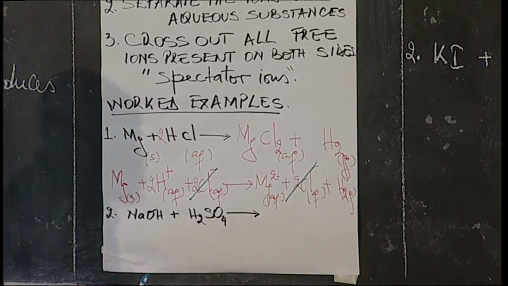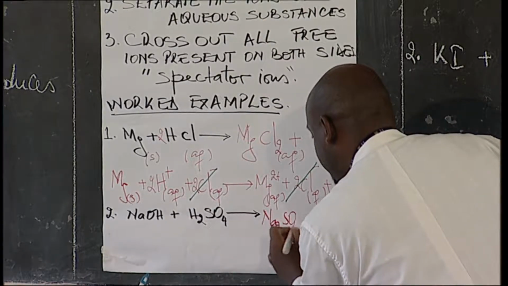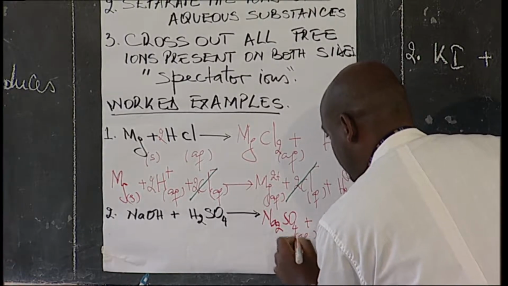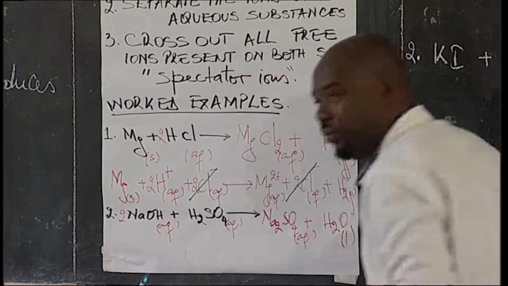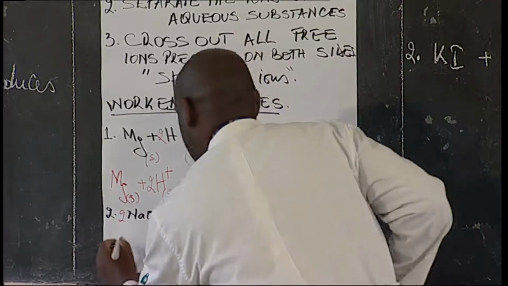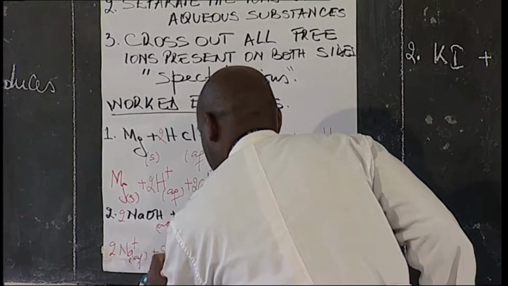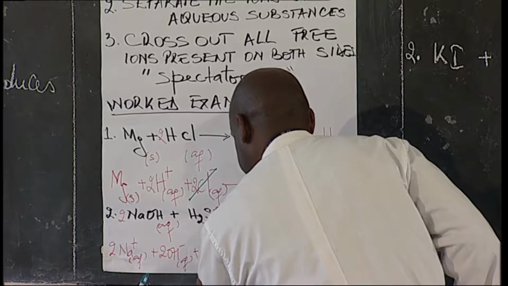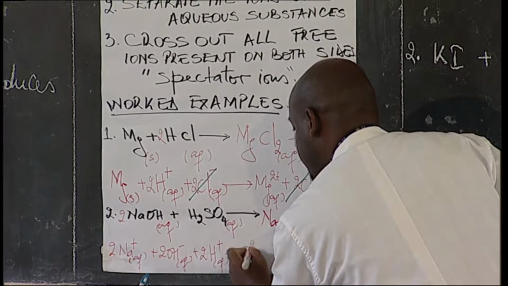Let us have a look at the second equation. Here we have sodium hydroxide and sulfuric acid, producing sodium sulfate and water. Water is in the liquid state, the others are aqueous, and we balance. We separate the ions. Here we have 2 sodium aqueous plus 2 OH negative aqueous plus 2H positive. All the substances we have here are in the aqueous form, so we separate the ions.